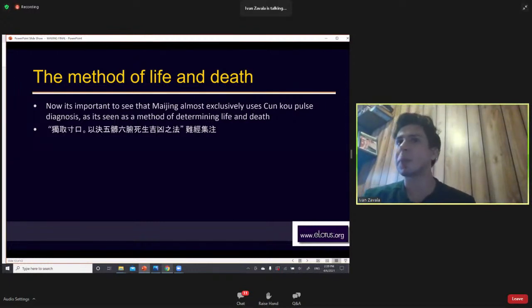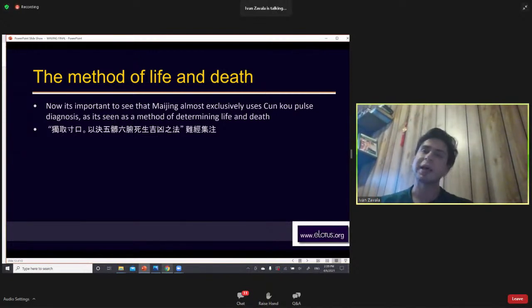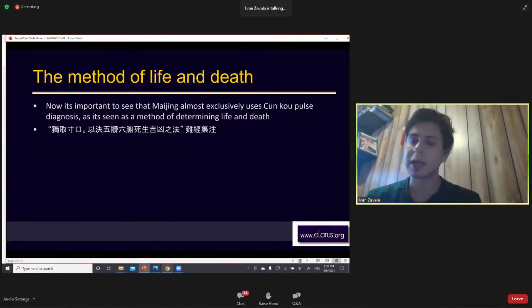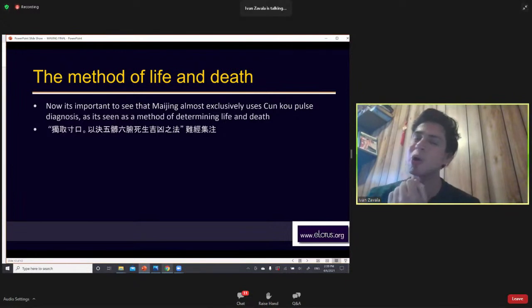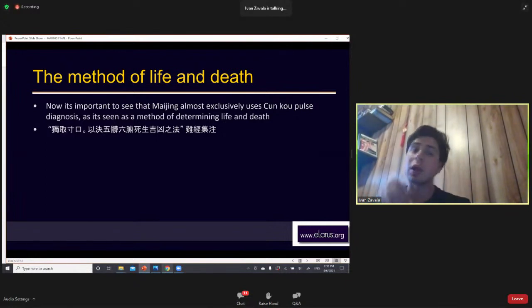If you want to predict how a person's Jing is, you might want to do the pulse at Taixi, kidney 3, right? That's the source point of the kidney, right? Each of them are kind of different source points. You notice that? But the Maijing exclusively uses the Chunko, that radial artery that we learn by the lung channel.